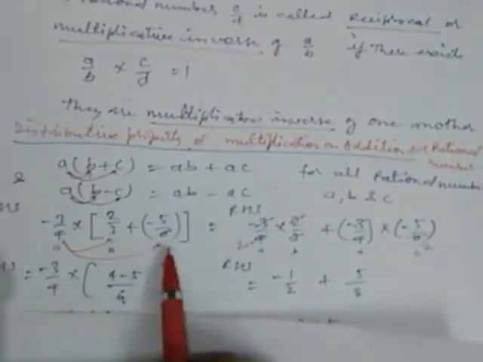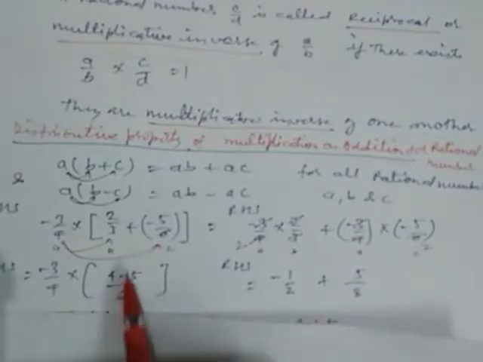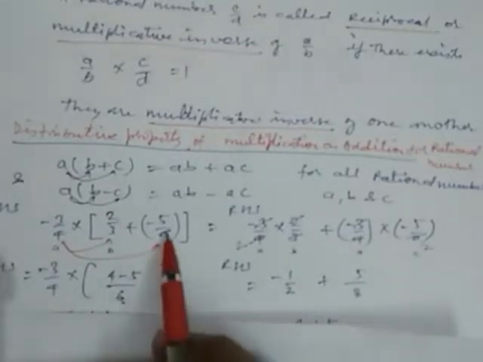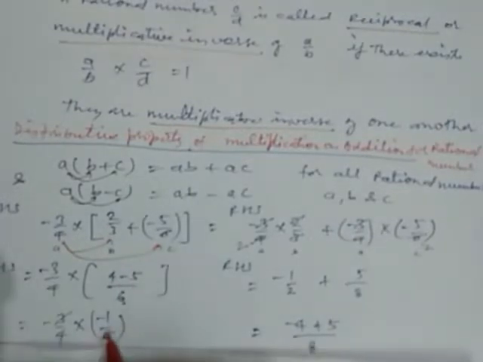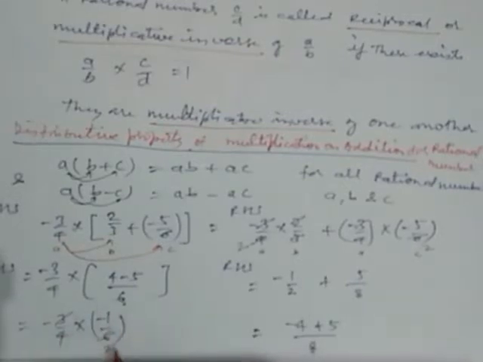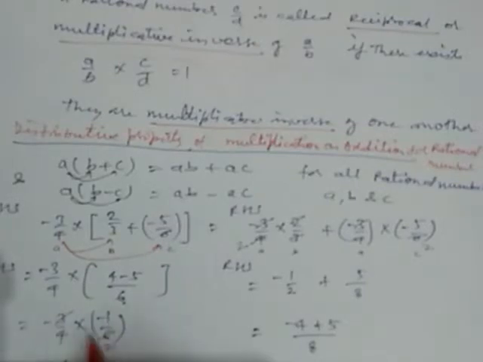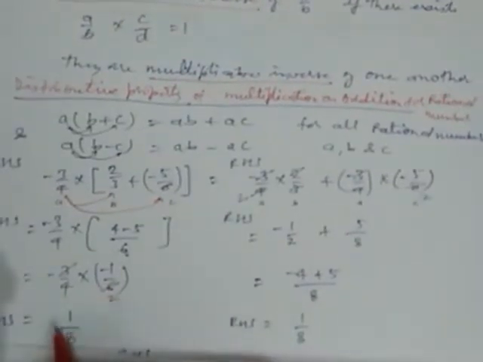Here 6 and 3 are the denominators, so 6 is the LCM. When we divide 6 by 3 we get 2, 2 2s are 4, and here minus 5. So this becomes 4 minus 5, this is minus 1 by 6, and by multiplying this by minus 3 by 4, 6 divided by 3 is 2 times, and minus 1 into minus is plus 1, and 4 into 2 is 8. Okay, so we get the value of the left hand side equal to 1 by 8.